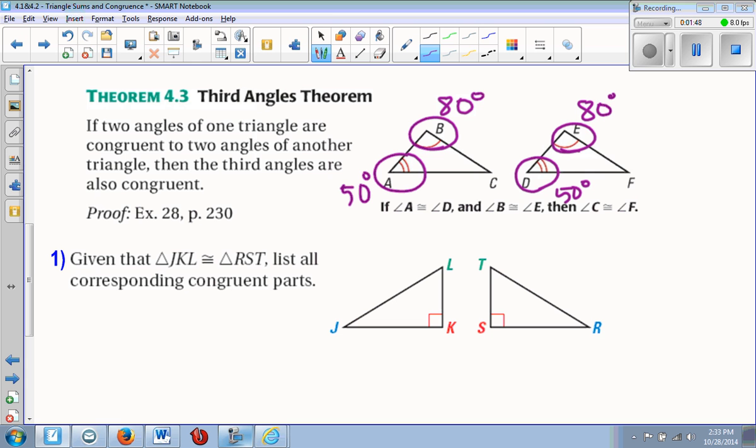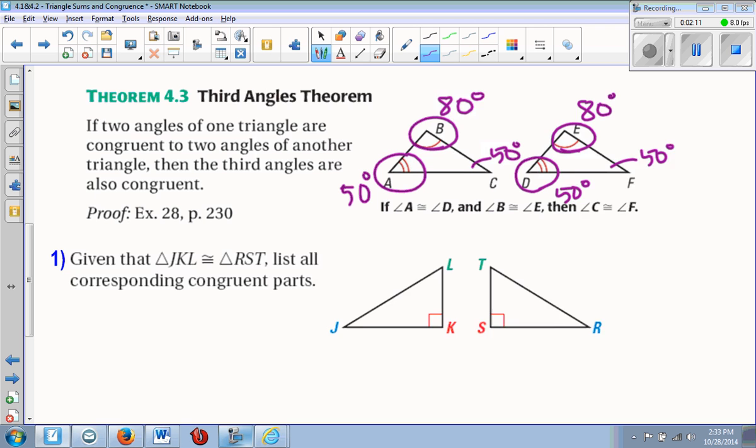If you add those together, A and B, you get 130, which would make angle C 50 degrees also. If you come down and look at angle F, it would also have to be 50 degrees for that same reason. Therefore, if angles A and B are both congruent to angles D and E, that automatically makes C and F congruent.